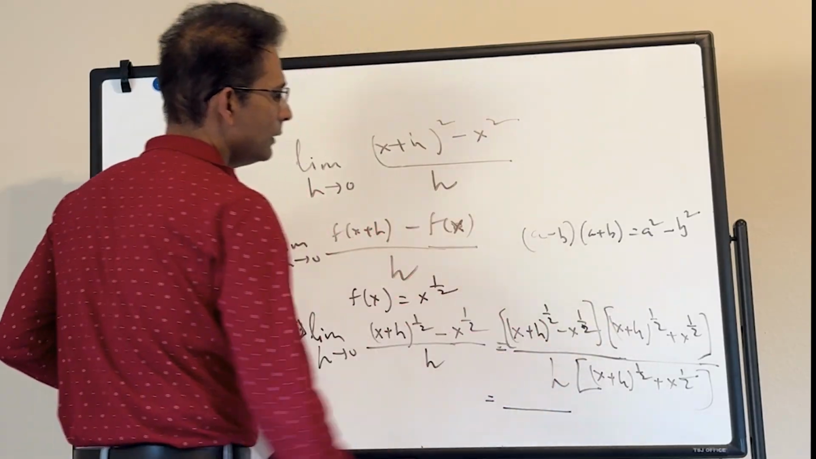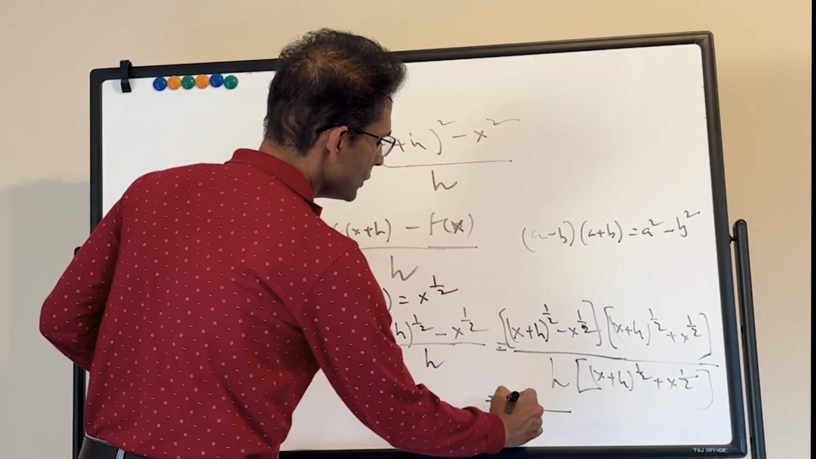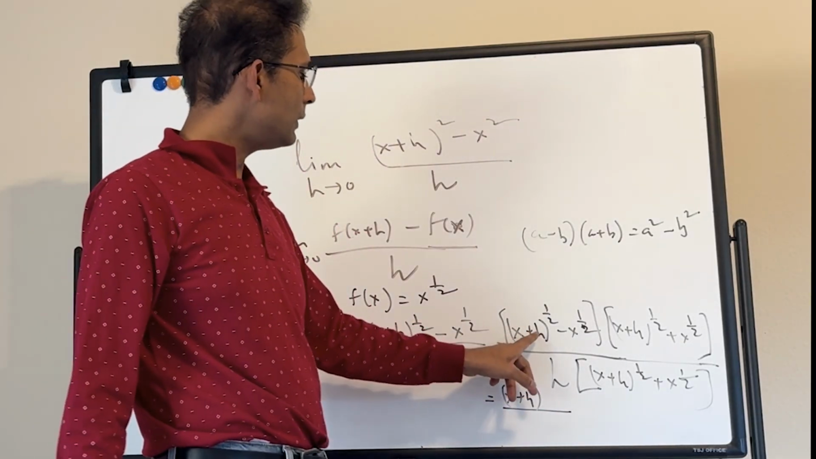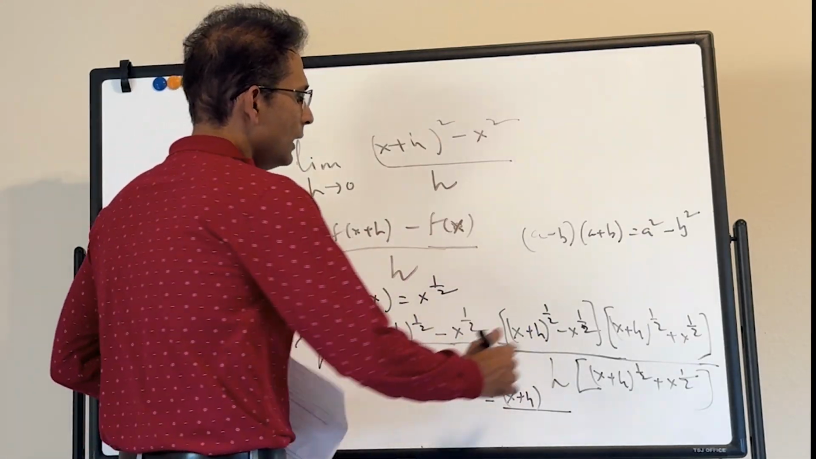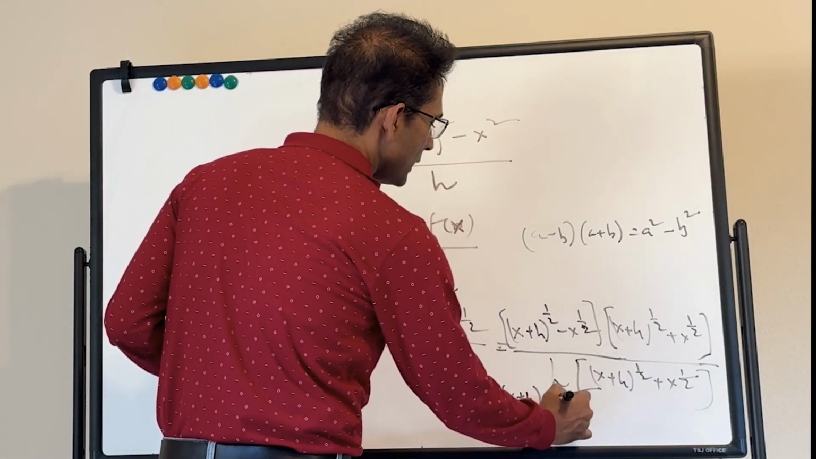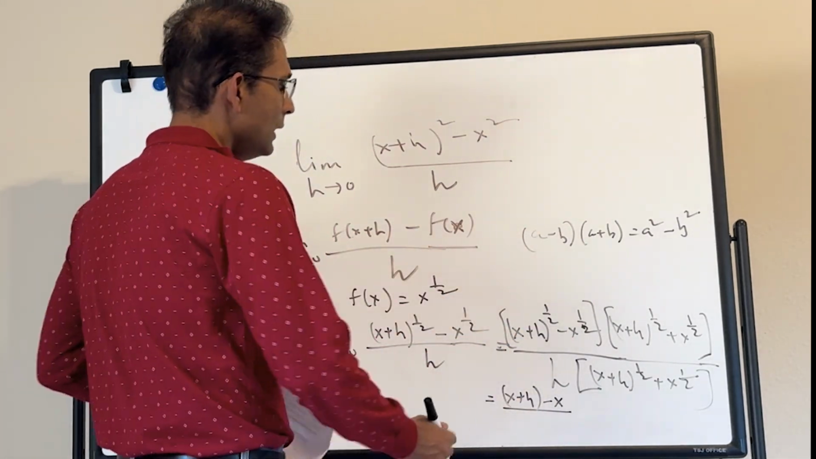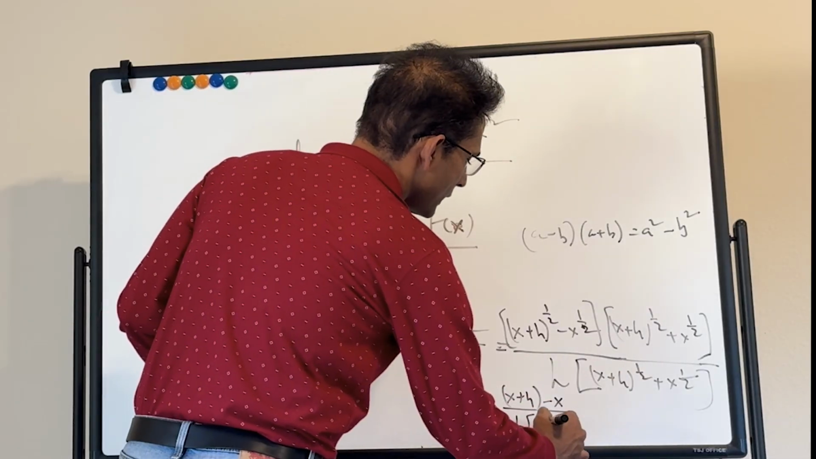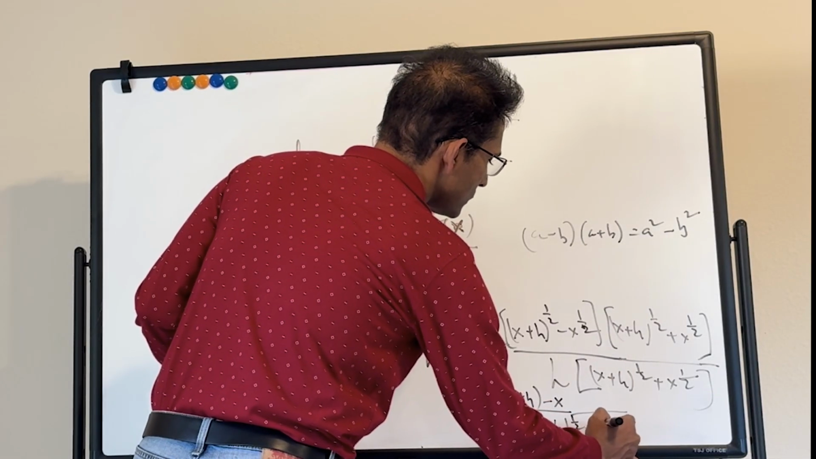In the numerator, you have the square of this whole thing, which is just x plus h. You see that? The square of x plus h to the half is x plus h. And here you just have minus x, right? X to the half squared is just x. And in the denominator, you have h times this whole thing, which is x plus h to the half plus x to the half.